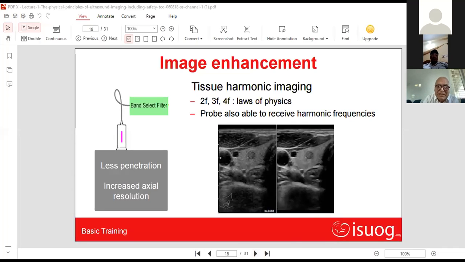Here we can see the thyroid gland. In the right side image, which uses tissue harmonics, the image quality has become better. And we have to remember that tissue harmonics are created by the tissue and not by the machine. Next slide, please.